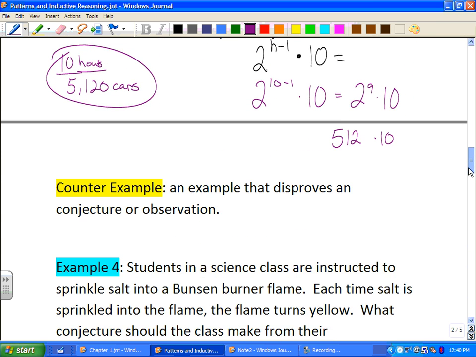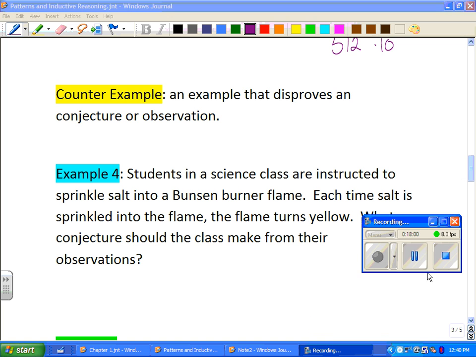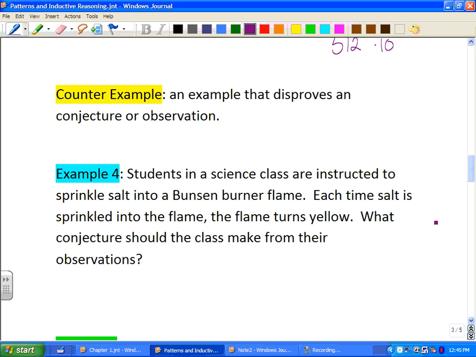All right. Counter example. And example number 4. All right, a counter example.